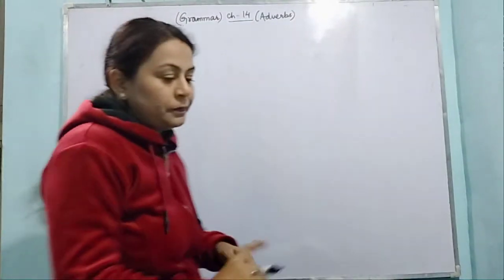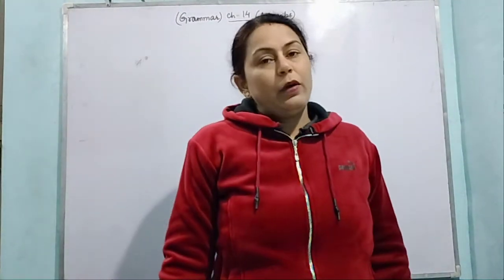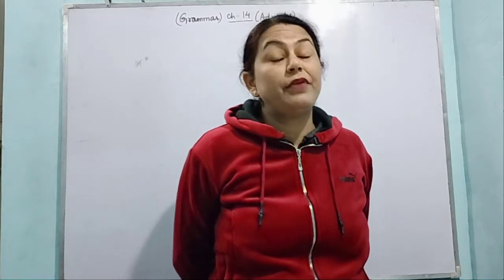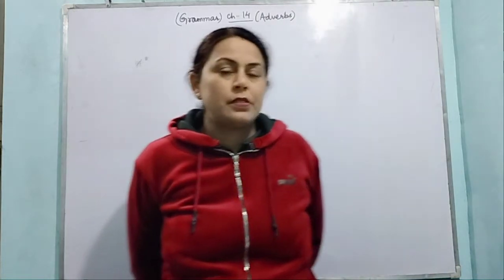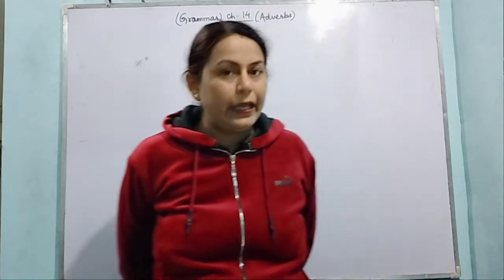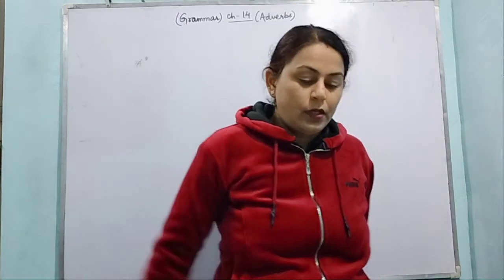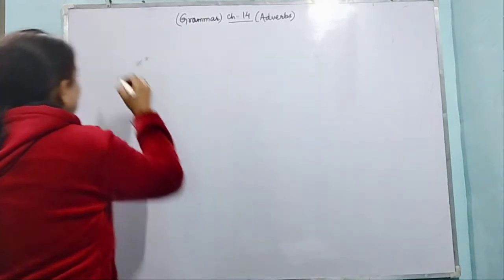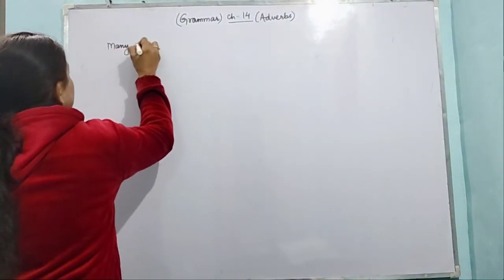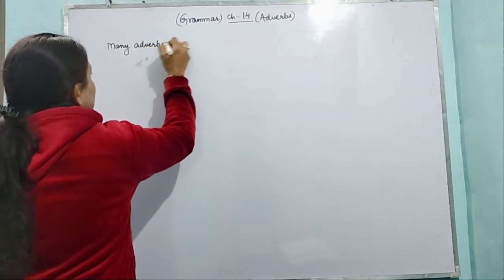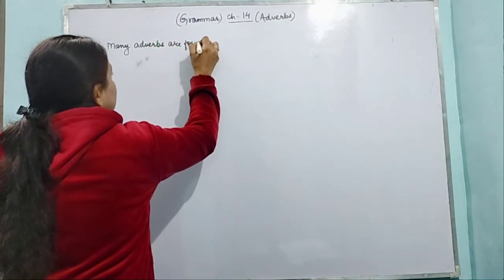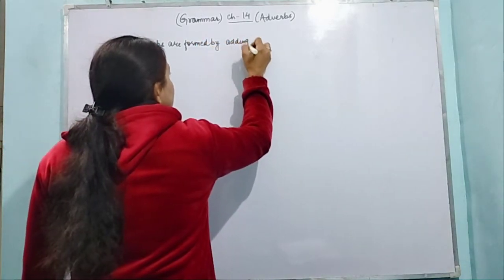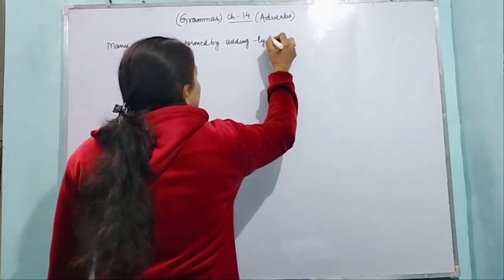How they are formed. Many adverbs are formed by adding ly. Maximum क्या होता है, इनकी पहचान ये होती है. How to identify. Almost 80% जो हमारे adverbs होते हैं they are formed by adding ly to the adjectives. Like, अगर हम ये लिख दें, many adverbs are formed by adding ly to adjectives.